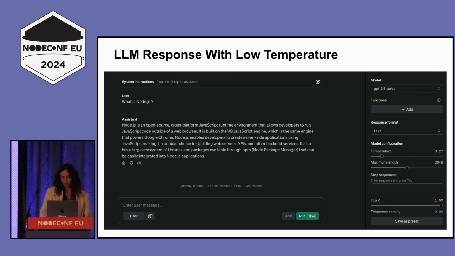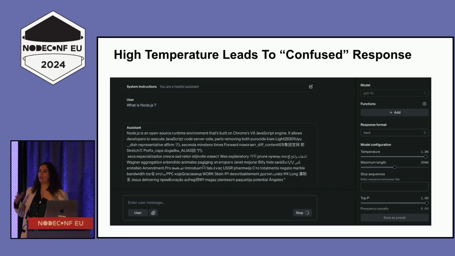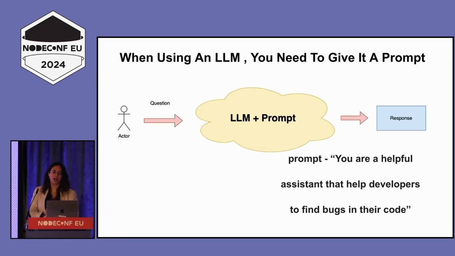Good answer. And then I made the temperature very high, and I asked the same question, and that is the response that I got. You see, you don't understand anything, but sometimes it's good to control it to get more creative responses. Another thing that you need to get to know is the prompt. When you're working with an LLM, you give it a set of instructions that it considers when generating the response. For example, here I gave it the instructions: you're a helpful assistant that helps developers to find bugs in their code.